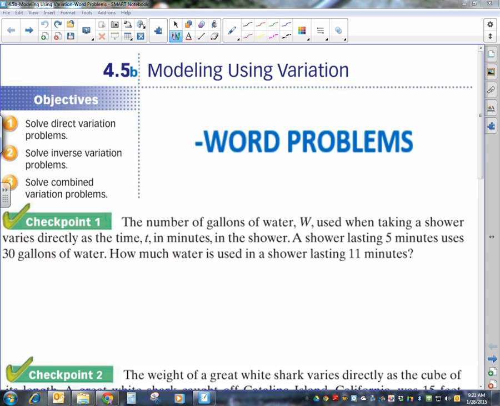Okay, today we are covering the second part of 4.5b, which means that we are going to solve word problems that are dealing with variation that we talked about the last time we got together. We have three different types, well, basically just two. We have direct variation, we have inverse variation, and then we have them combined. So the last time you worked on just writing the equations, and today we're going to solve some problems.